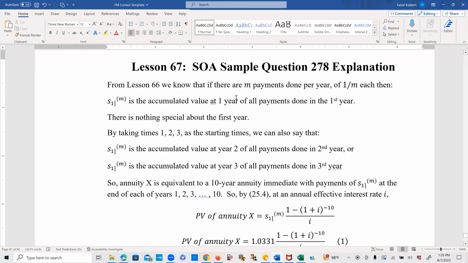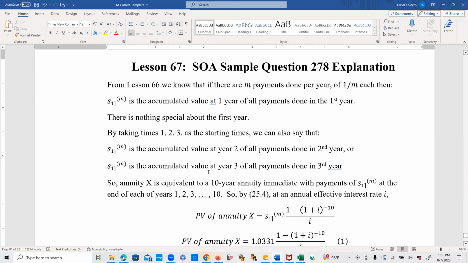We know that if there are M payments done per year, 1 over M each, which is the case over here, then S1M is the accumulated value at 1 year of all payments done in the first year. Now, there's nothing special about the first year. If we take starting time as 1 instead of 0, then S1M can also be viewed as the accumulated value at year 2 of all payments done in the second year.